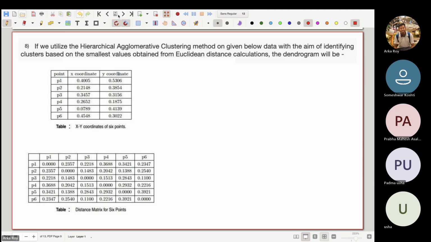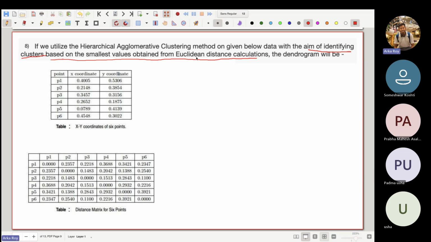Okay, the next question states that if we utilize the HSE clustering method on the given data set provided below, with the aim of identifying the clusters based on the smallest value obtained from the Euclidean distance. So you have to focus on this line: you have to utilize the HSE method on the given data, with the aim of identifying clusters based on the smallest value obtained from the Euclidean distance calculation.